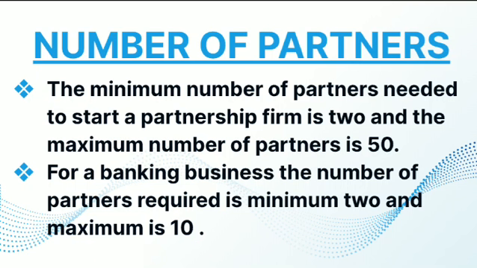And for banking business, the number of partners required is minimum of 2 again, and maximum is 10. For general and ordinary partnership firms, it is minimum 2 and maximum 50, and for banking business it is minimum 2 and maximum 10.